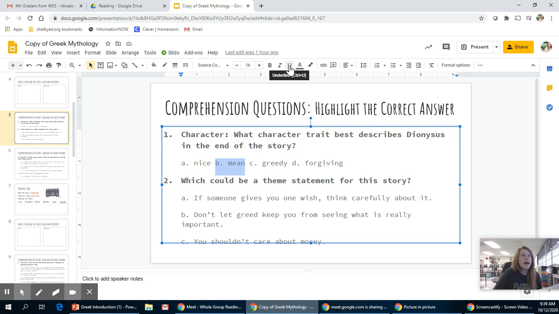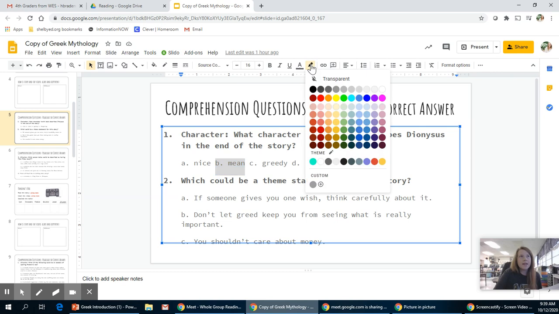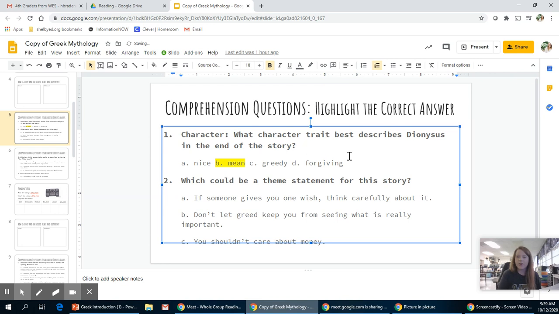You see the B, the I, the U, the underline. This changes the text color. This is a highlighter. You see how if I put my mouse on it, it says highlight color. I'm going to click on it, and then click a color, and that highlights it. That's how you're going to answer. Okay?